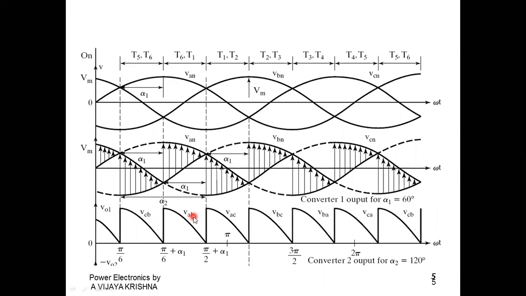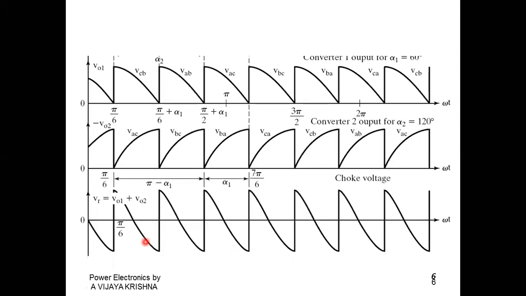If you observe here, the output voltage has ripple content within the circuit. This is for converter 1 operation, output voltage V01. V01 is nothing but the converter 1 operation. Next, this is converter 2, V02 minus V02. This is for converter 2 operation, and the resultant is V01 plus V02.